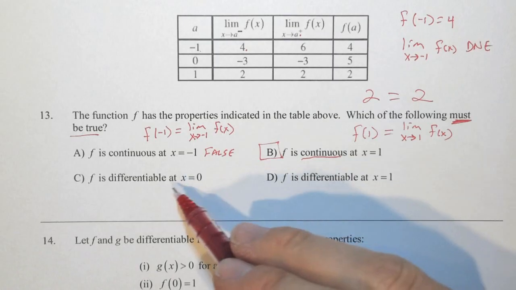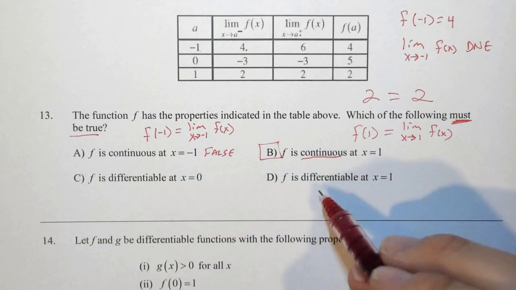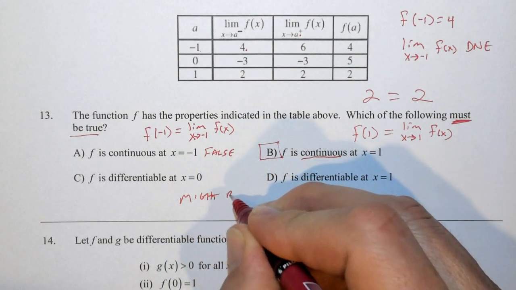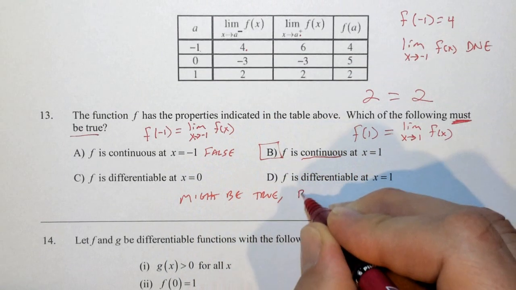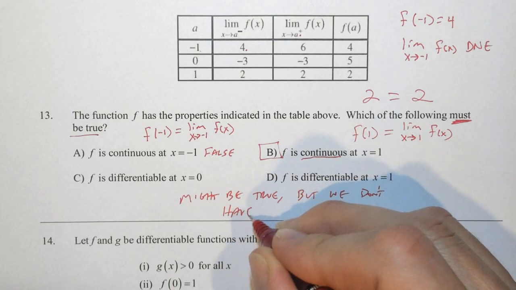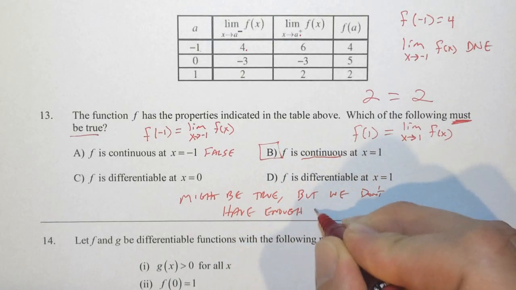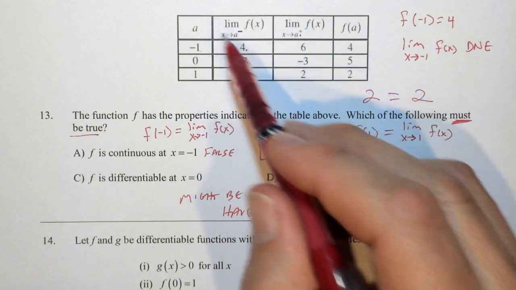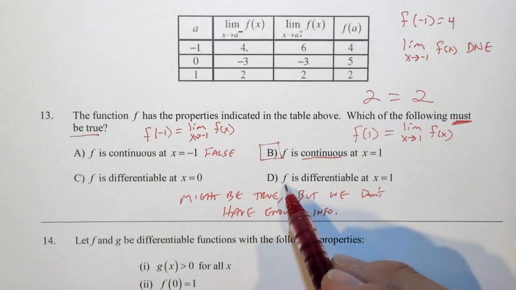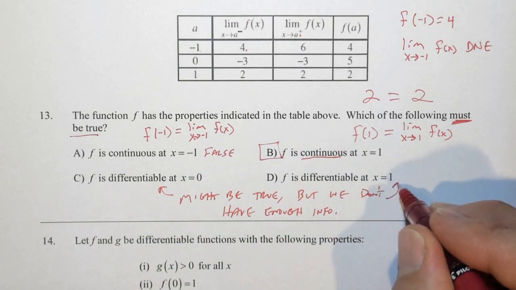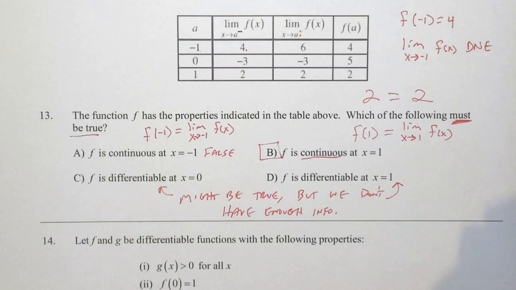So now the question becomes, why are these not true? And here's the deal. They might be true. But we don't have enough information. Okay. We don't know anything about f prime from here. We just know about f. This is asking us to check out f prime. And since we don't know anything about f prime, they could be true, but we need to know something that must be true.